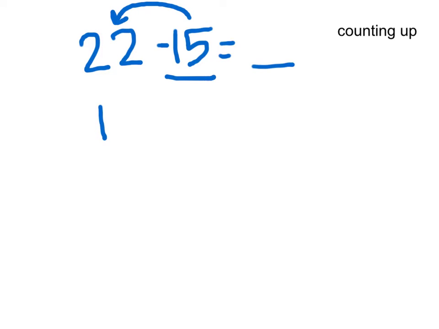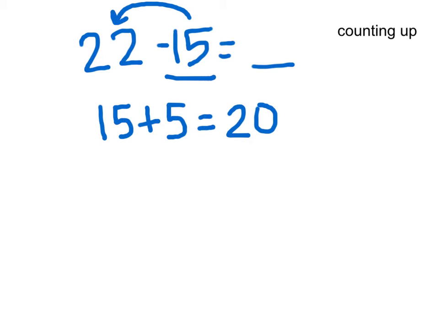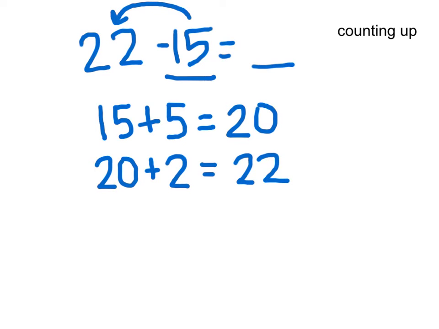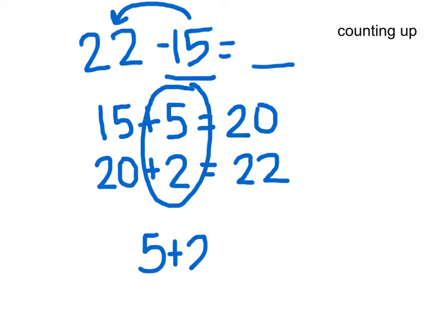Actually, I know that if I had 15 and I added 5 more, I would get to that friendly 20. Now, once I'm at 20, I still need to get to 22. So if I had that 20 and I added 2 more, well then I would get to the 22. Now what are the numbers that I added to get to that 22? Well, I took that 5 and that 2. So if I have 5 and I add 2 more to it, I know that's 7. And so for me to get from 15 to 22, it took me 7 to get there.